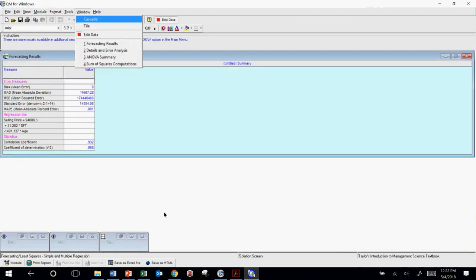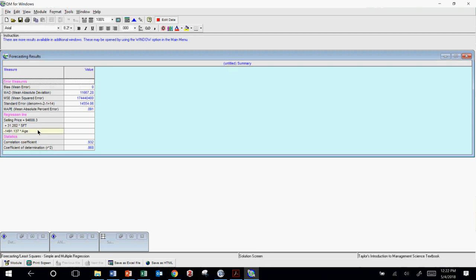And we're going to say solve. So now we have a little bit of a different equation because now we have two x values. So we have the coefficient of square footage multiplied by our square footage, the coefficient for age multiplied by our age. And again, this is a negative coefficient because age has a negative relationship. And then our slope value of 94,608.